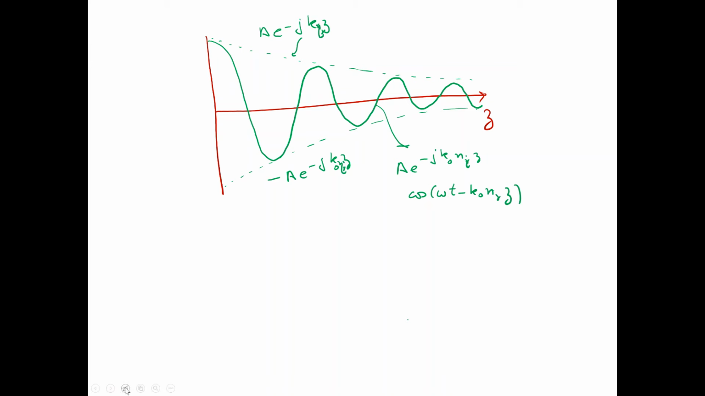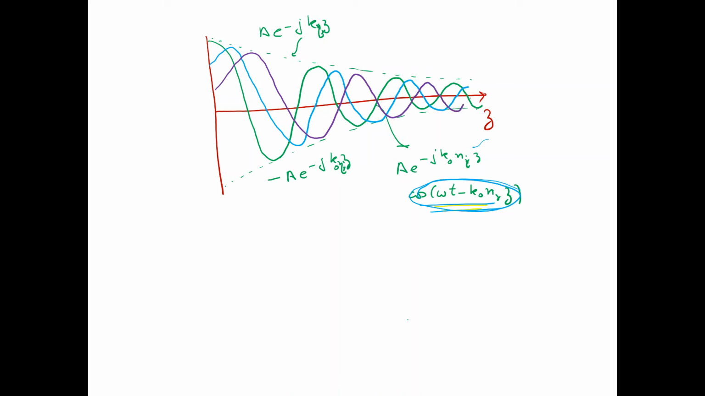As time progresses, this part is still a wave. This part over here is still a wave. As time progresses, this part is moving forward. This part doesn't change. As time progresses, this wave has moved forward. If I go to a different time, this wave would have moved forward. So with different times, this wave is moving forward.